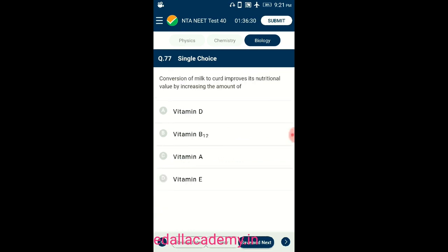Question number 77. Conversion of milk to curd improves its nutritional value by increasing the amount of. Conversion of milk to curd is done by lactobacillus, which causes coagulation of milk and partial digestion of milk protein casein. It adds vitamin B12 and increases the nutritional quality of curd. Curd is also useful in controlling the growth of disease-causing microbes in the stomach. So the answer for this question is option B, vitamin B12.